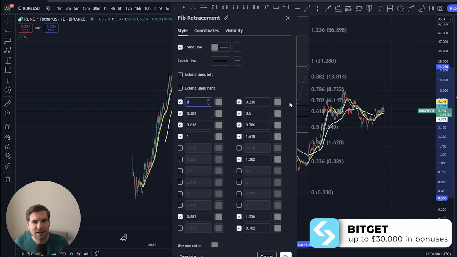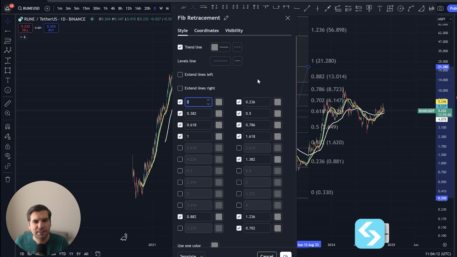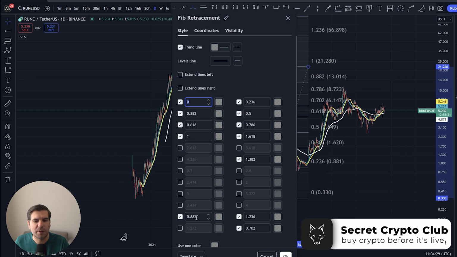Now, for clarity, these are the settings that I am using, so you can pause the video there if you want to take a look at it. Essentially, we've got 0, 0.236, 0.382, 0.5, 0.618, 0.786, 1. Those are the standard levels between 0 and 1 that come with the Fibonacci chart. We then have a couple of additional ones. We've got the 0.702 and the 0.882.